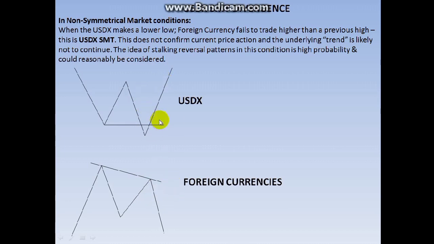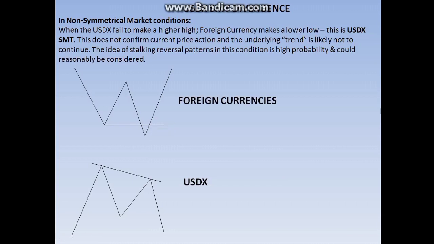So now the probability of a reversal, in other words the underlying trend is likely going to change when we have a scenario like this. When we have SMT divergence, the underlying trend is going to change. We're going to get back to that as we go further, and I'm going to explain deeper on that.